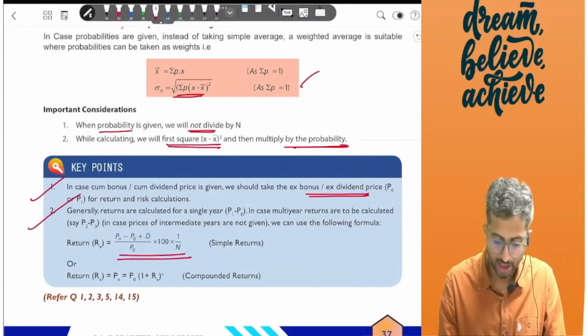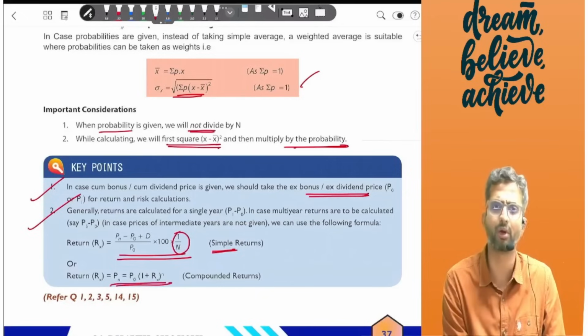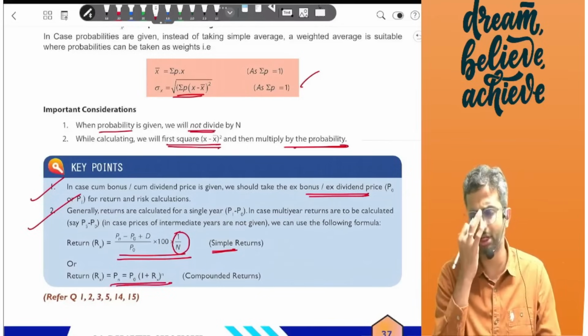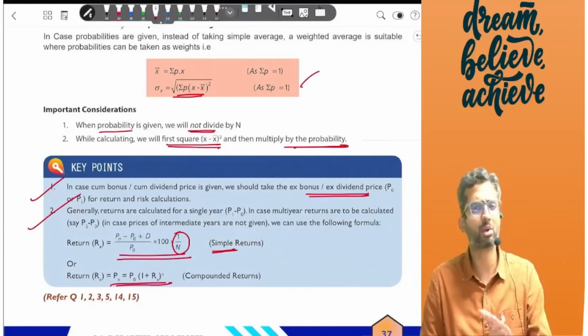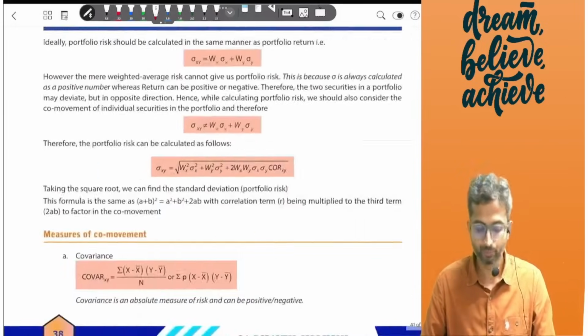Second, as we have discussed, for a multi-period return, you will do the working as Pn minus P0 plus D and then into 1 by n for simple basis, or you can use a compound interest formula for a compound basis. From the institute's perspective, at least in the mutual fund chapter, most of the places the institute does take this on a simple basis only.